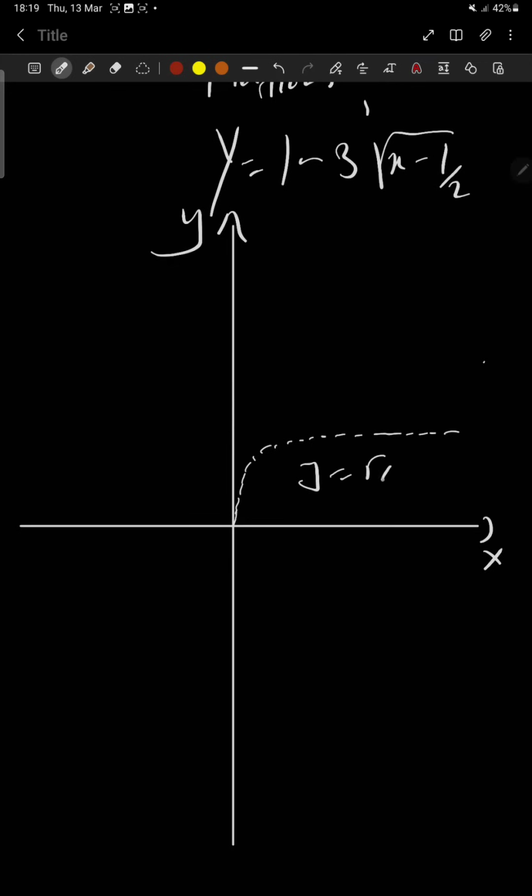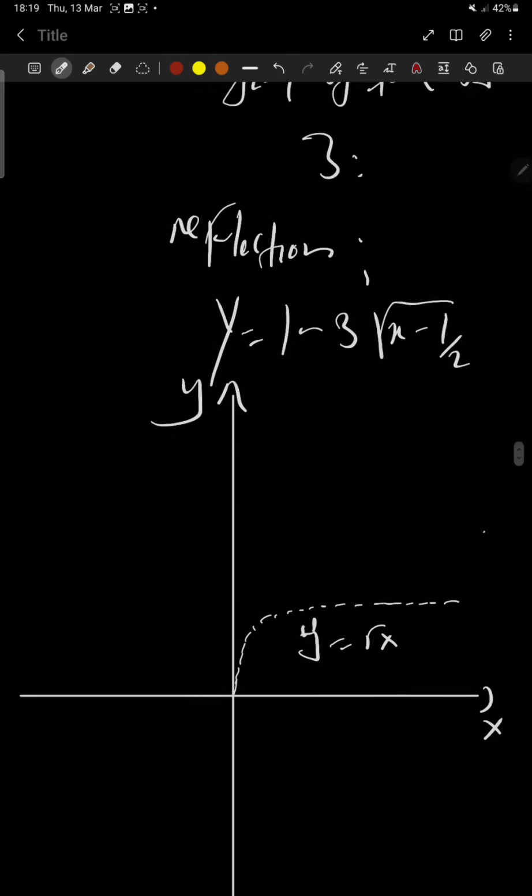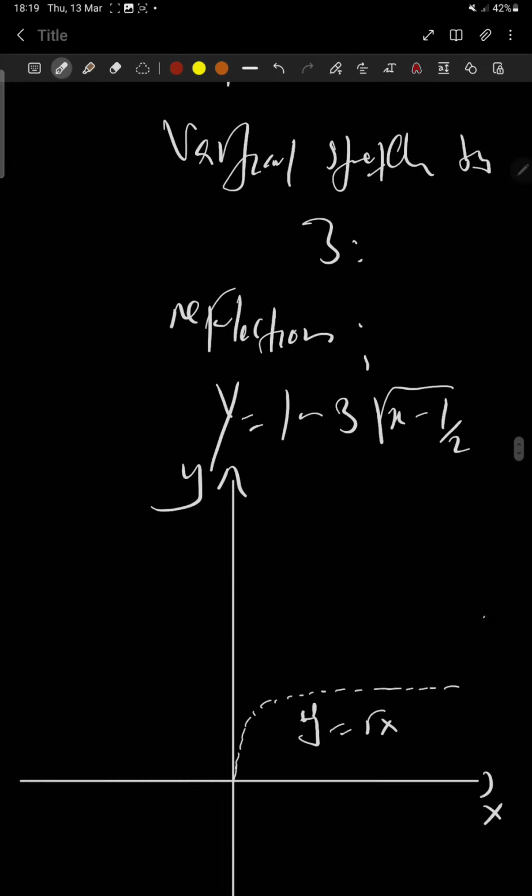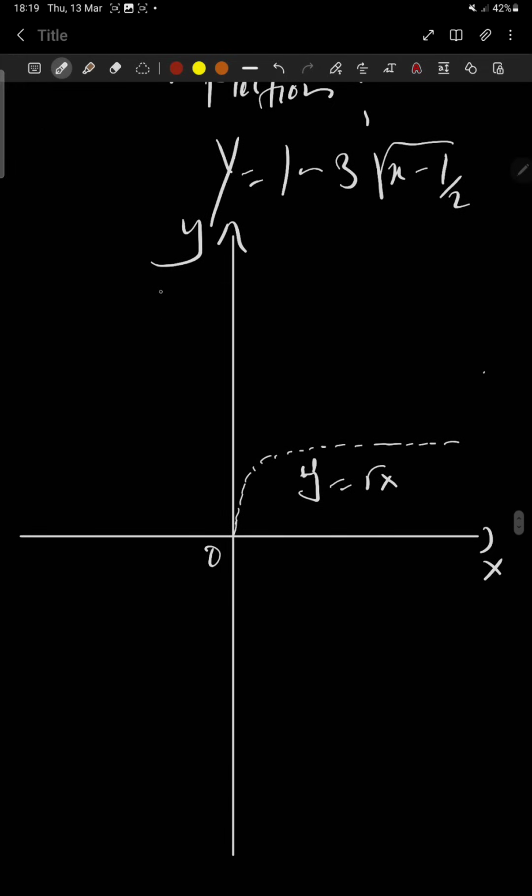Okay, so we are done. We go to shift negative half, guys. So if this is 0, where can we find half? It's here.